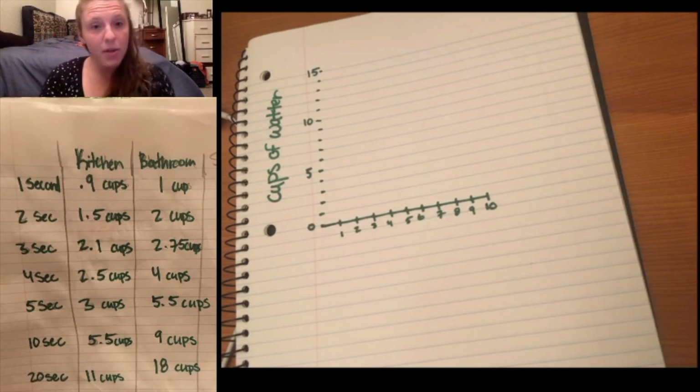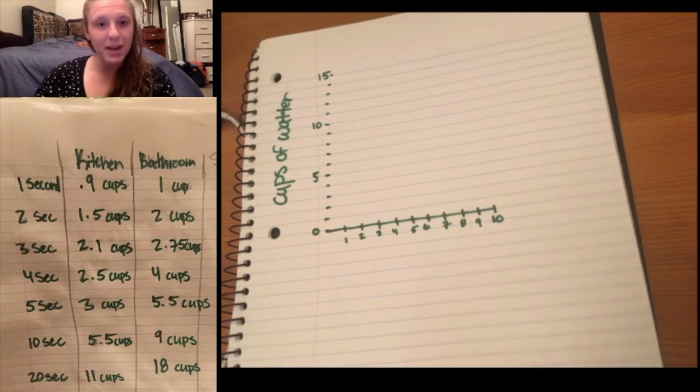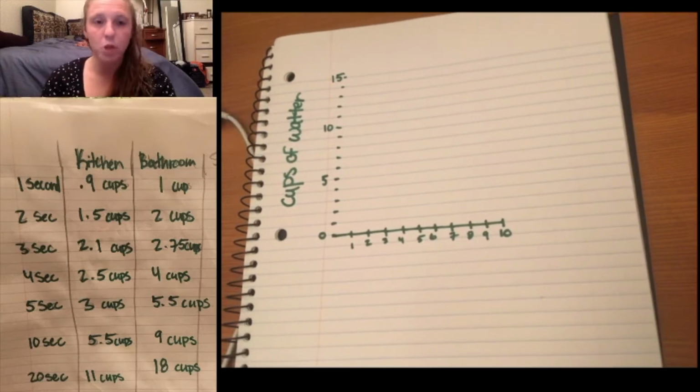Okay, so now that I have my axes set out, I am going to start plotting my data. And I'm going to start by plotting my kitchen sink data.